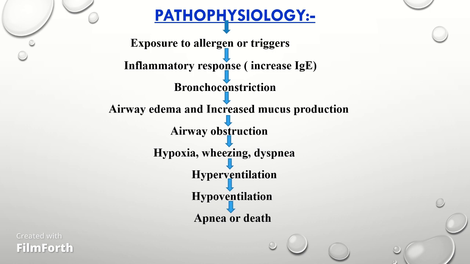So, all these obstructive processes interfere with ventilation. That means hyperventilation and hypoventilation occur. Finally, if we cannot treat the disease early or if it is not corrected properly, then apnea may develop, and finally if the apnea is not treated well, the person with asthma may die due to lack of treatment.